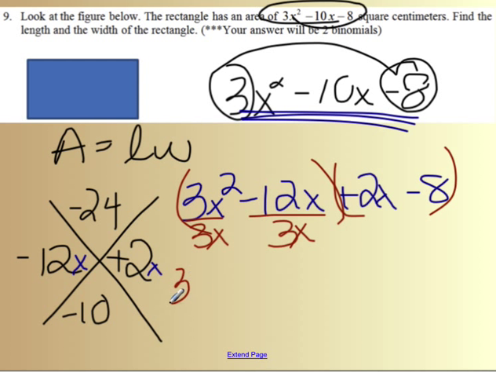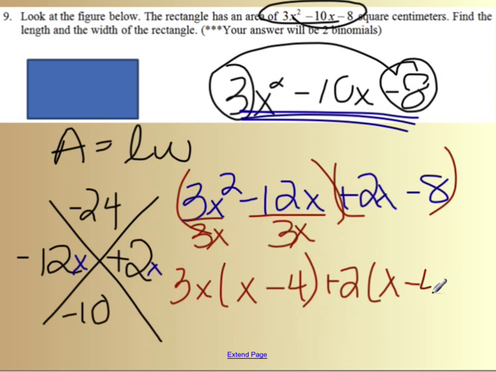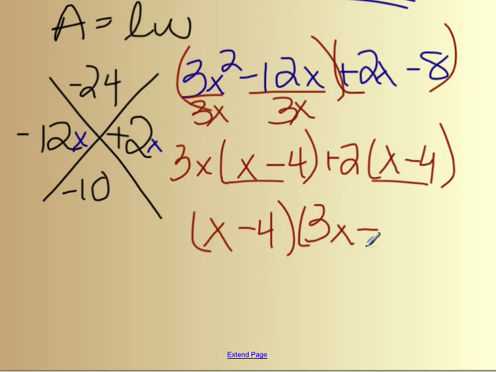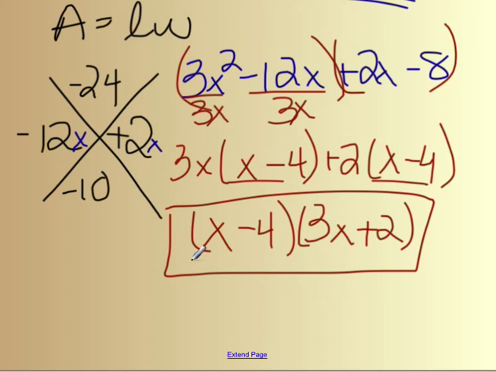And then I'm left with 3x on the outside. Divide everything by 3x, I'm left with x minus 4. Between 2 and 8, I can divide out a 2, and then we're left with x minus 4. So we check, our leftovers are matching, and we get x minus 4. And then we're going to write what's left after that, which is 3x plus 2. So the area, if you were to take the two sides, there was one side that was x minus 4, and the other side was 3x plus 2.